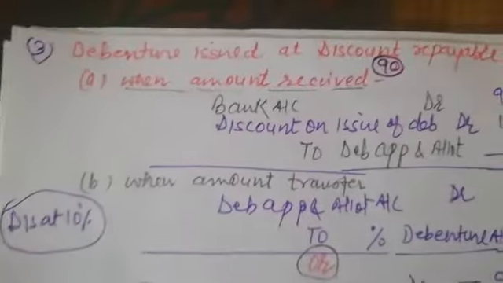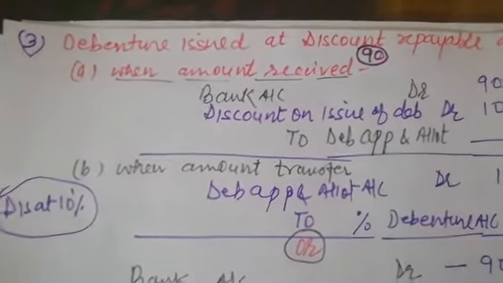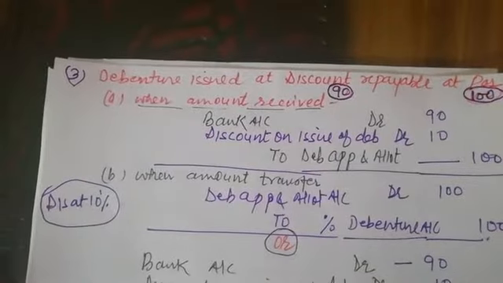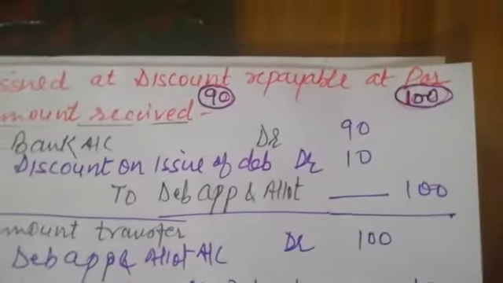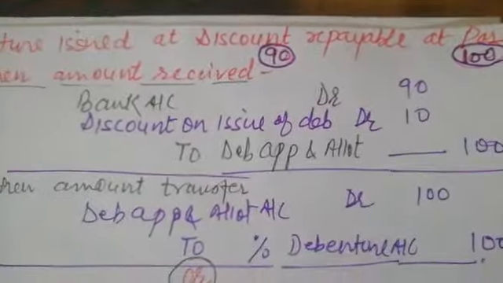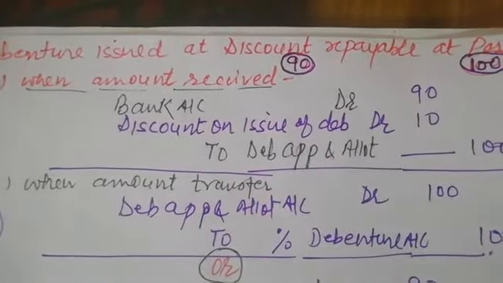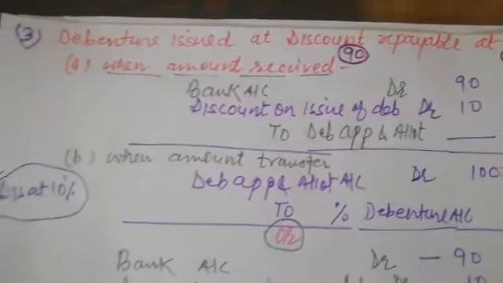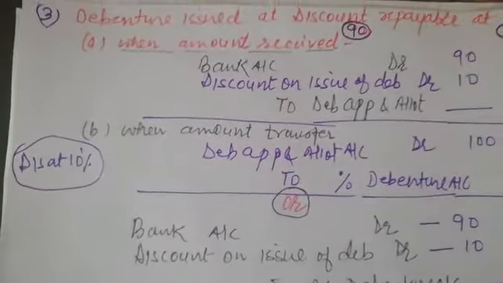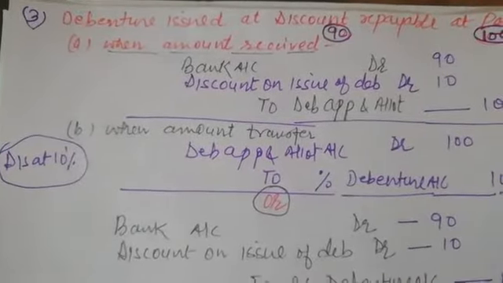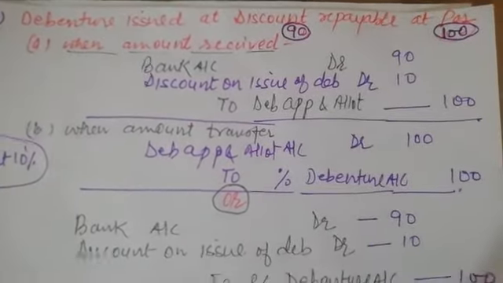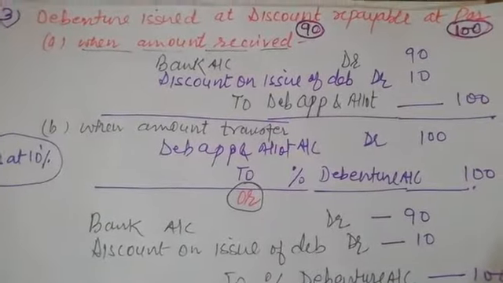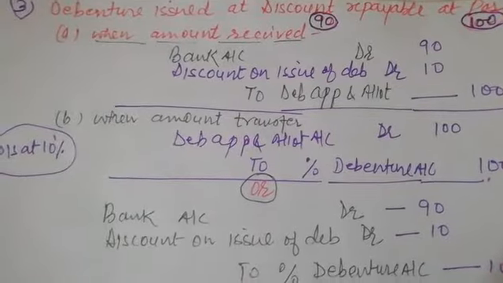Third condition: debenture issued at discount, repayable at par. Repayable at par means the debenture is issued at less than the face value, and at the time of redemption or repayment the company is going to pay the face value. So at the time of receipts, the general entry will be Bank Account debit, Discount on Issue of Debentures Account debit, to Debenture Application and Allotment 100. The bank account is 90 rupees, after discount we have received, and the discount amount is 10 rupees.